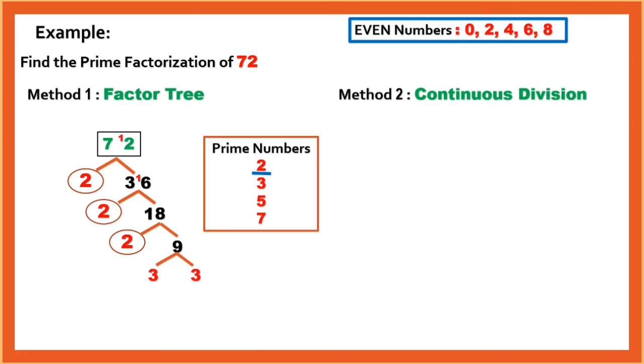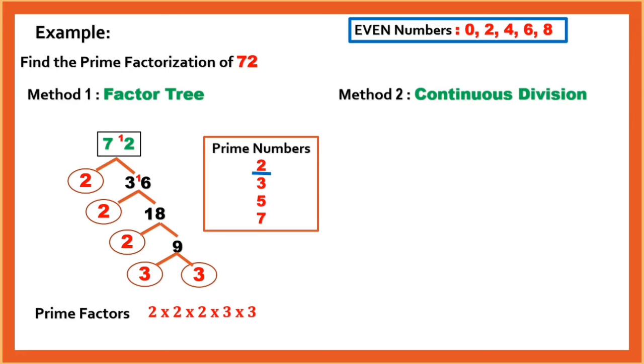Now, since si 3 ay prime number na, ay bibilugan na rin natin ito pareho. So, dahil nagawa na nating prime numbers ang lahat ng factors, ay pwede na natin isulat ang lahat na prime factors. So, lahat ng binilugan natin ay prime factors. Tandaan mo lang na kailangan mong i-arrange ang factors from smallest to biggest. So, isusulat natin ang prime factors na binilugan natin. So, ito yon. So, times 2, times 2, times 3, times 3.